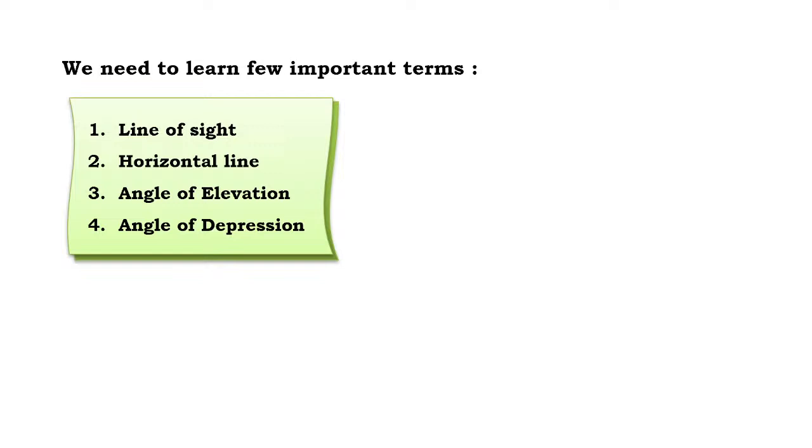Line of sight, horizontal line, angle of elevation, and angle of depression. हो गया? Done? Okay. Eyes on the screen now once again.